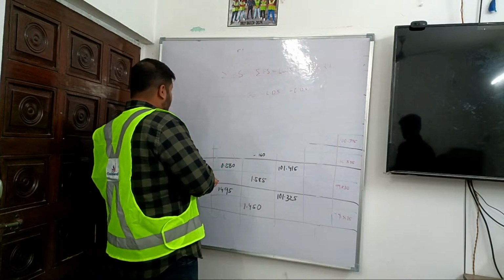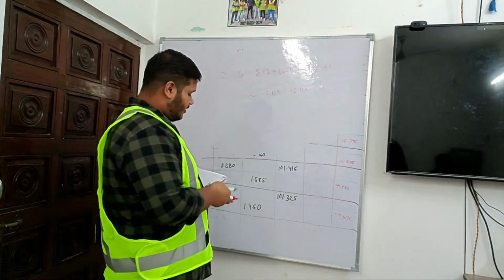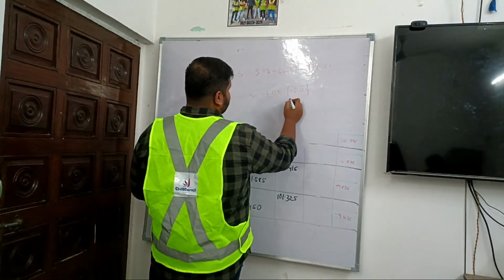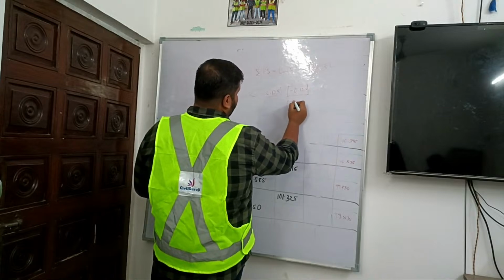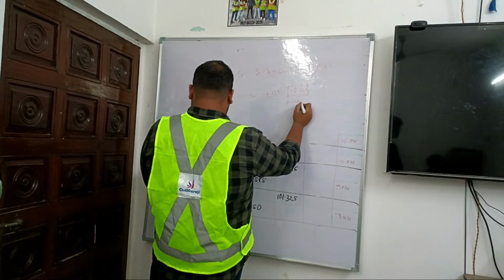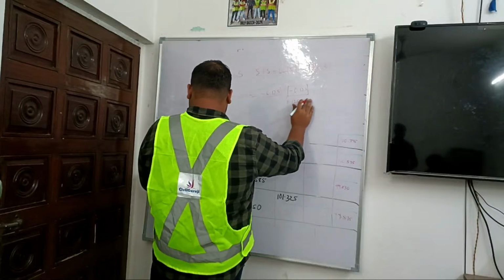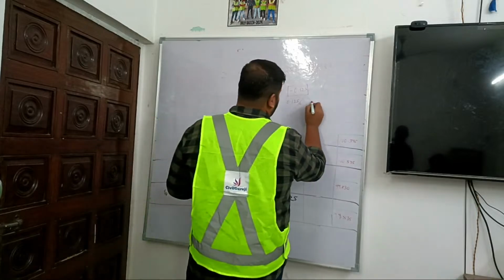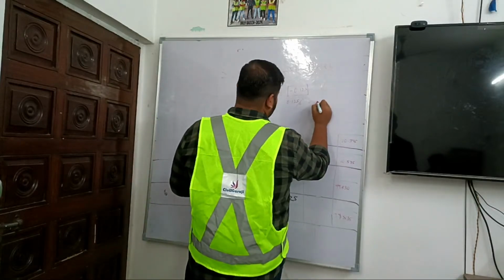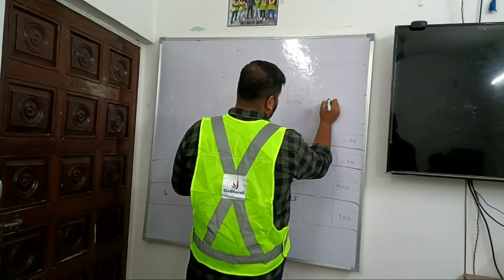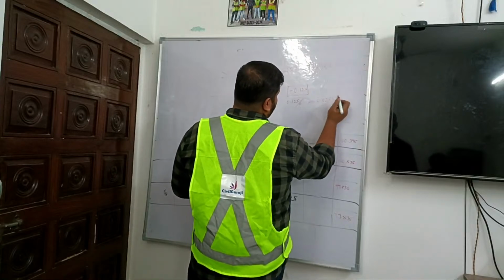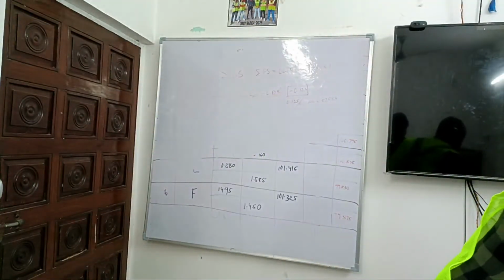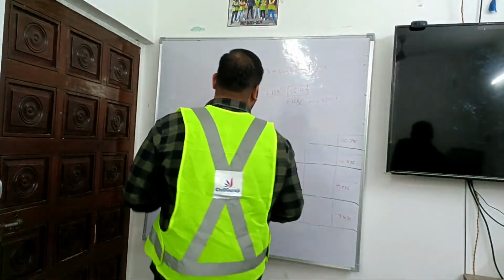So there were 6 stations. Now we will divide 0.125 into 6 stations. This will be 0.125 divided by 6. So how much we have to distribute per station is 0.0208. This is how we will get the corrected RL.